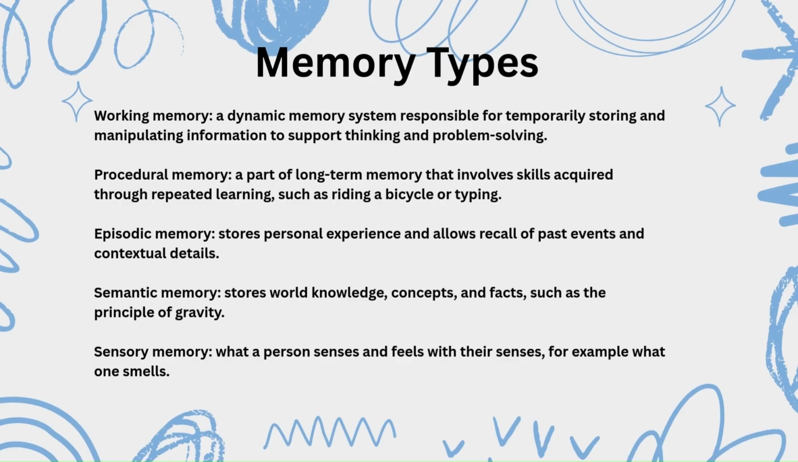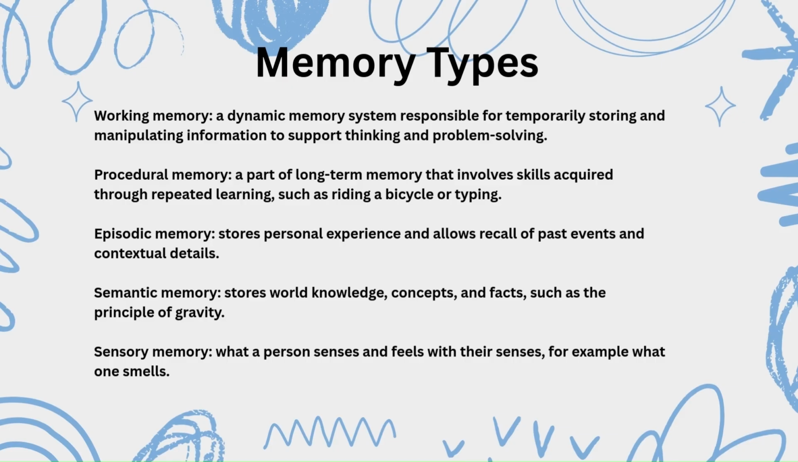It enables individuals to recall personal experiences. It allows access to past events, complete with contextual details such as time, place, and associated emotions. Fourth, we have semantic memory. It differs from episodic memory in that it stores general knowledge, concepts, and facts about the world. It includes science principles, historic data, or the meaning of words.